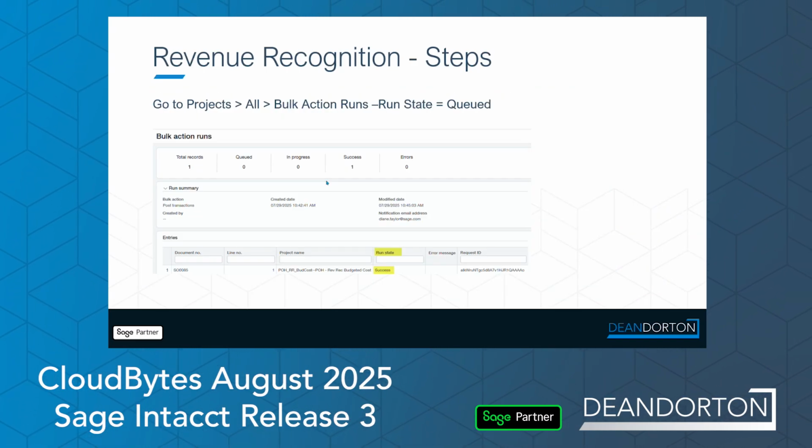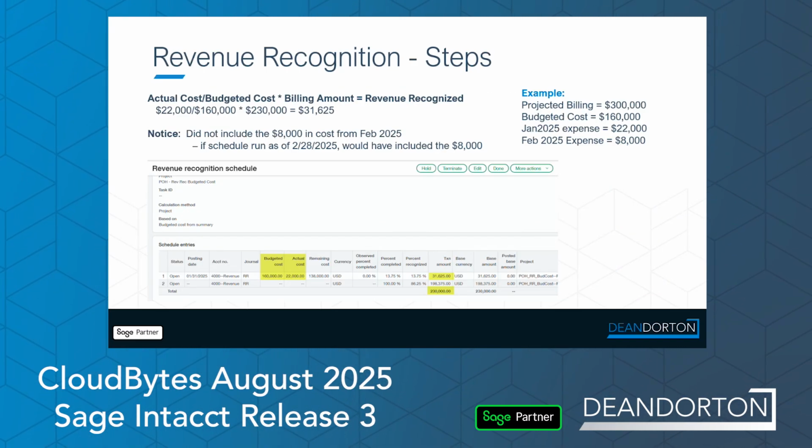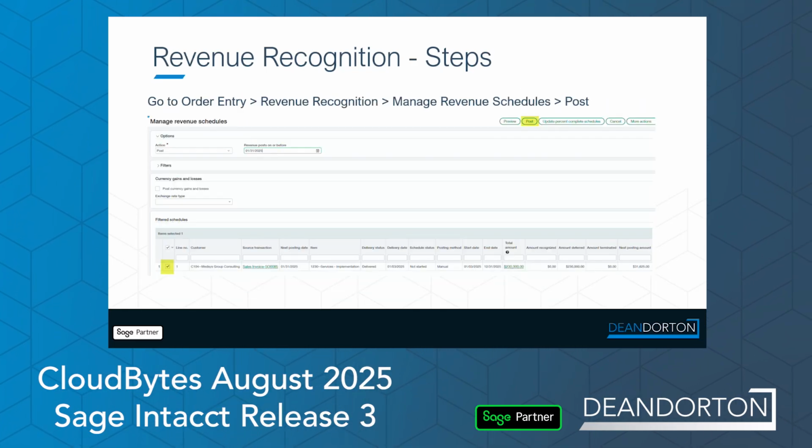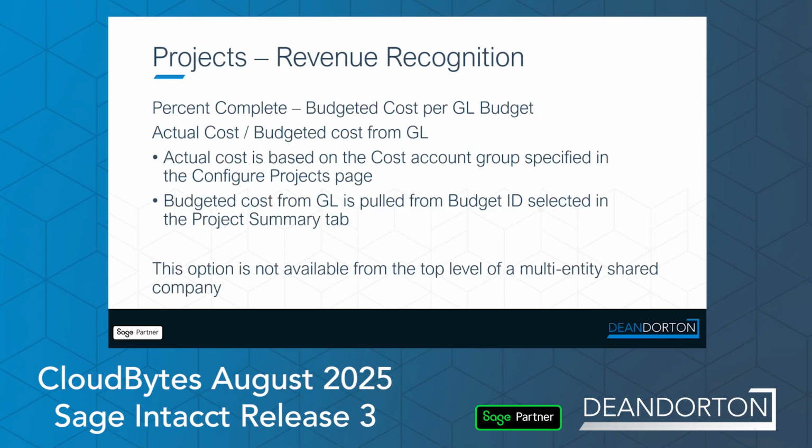A couple more screens here on this. They go into this in a lot of detail as far as how all this is done. But again, it is using budgeted cost in order to calculate your revenue recognition. A couple new steps in it, but it's a nice little RevRec methodology if that's what you want to do or need to do within your projects.